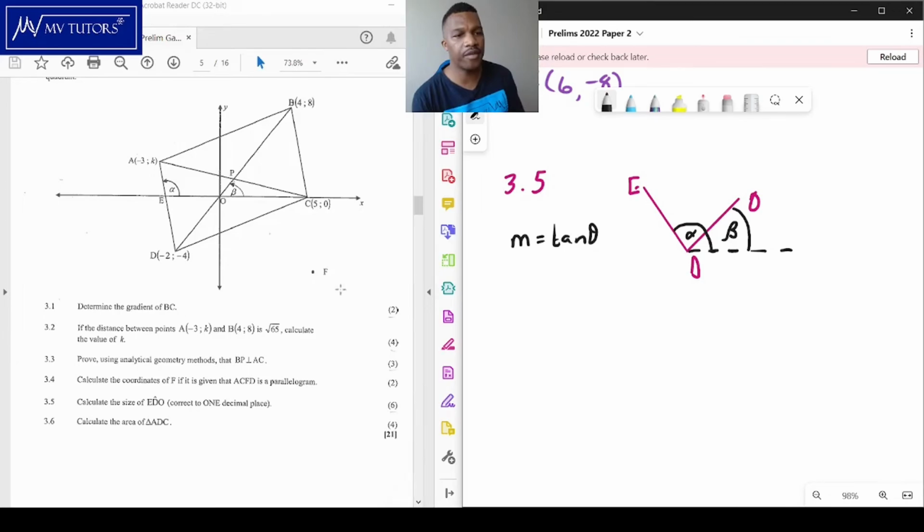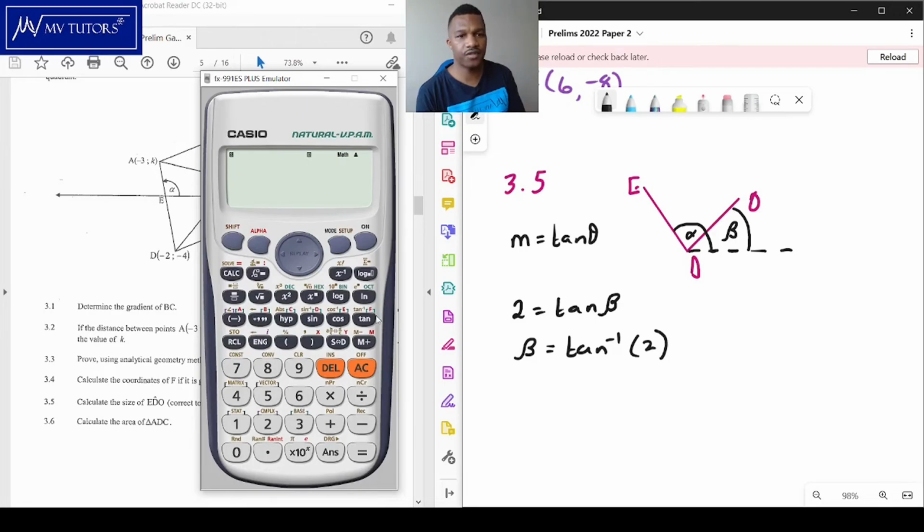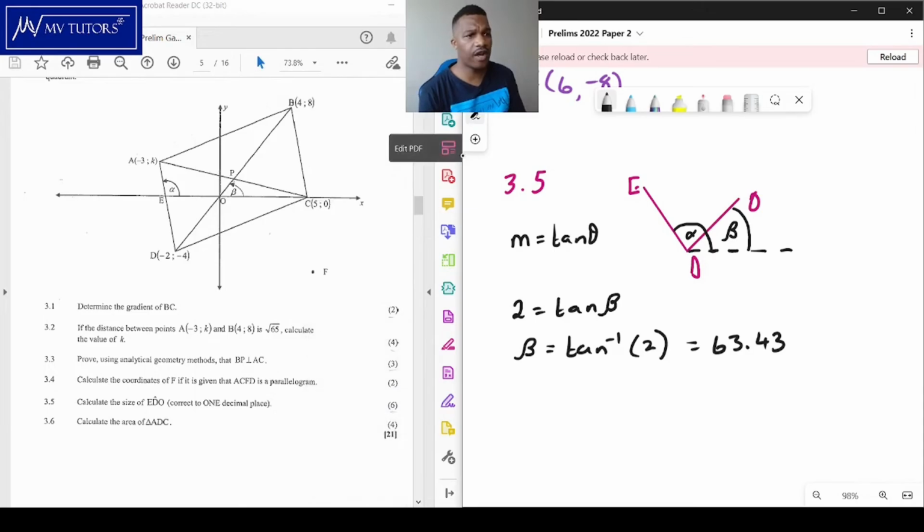So what can we do with that information? We're just gonna bring it back here. We're gonna say, okay, so for a gradient of 2, we know that that's gonna be tan beta, right? And then to get beta, we're gonna have to say arctan, put a 2 there. Let's put that in a calculator and let's see what we get. Okay, so we're gonna go shift tan, put a 2, close the bracket, equal. So that's 63.43.